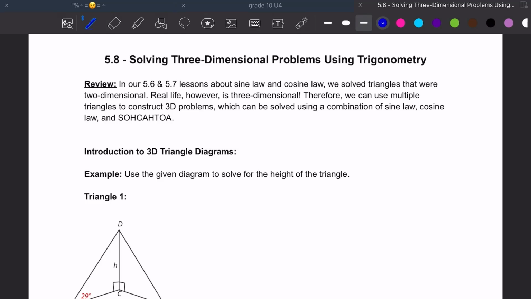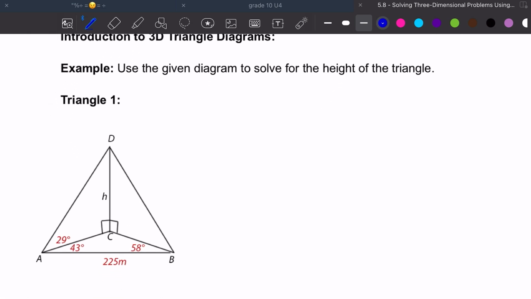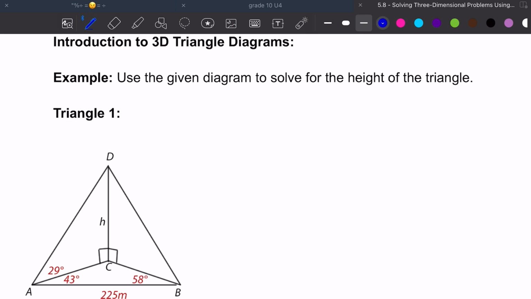So you are going to have 3D modeled problems where you've got multiple triangles in one, and you can use a combination of sine law, cosine law, and SOHCAHTOA to solve these triangles. So even just looking at this first one, this is our triangle that we're given, and we need to use what we've got from this triangle to find the height of it.